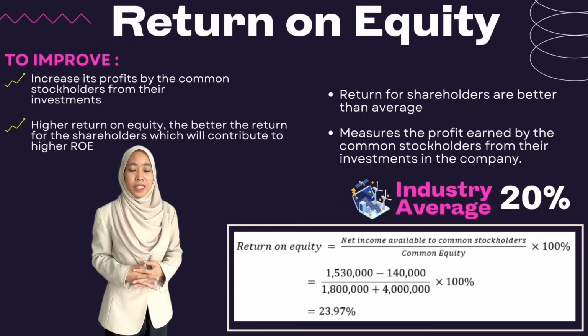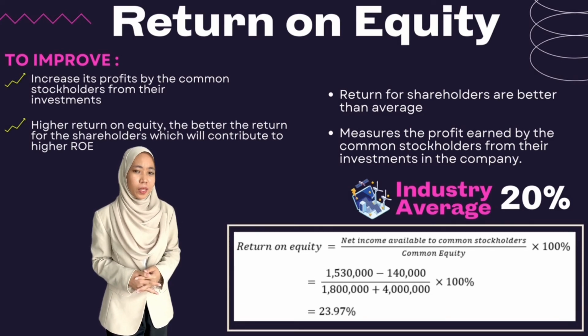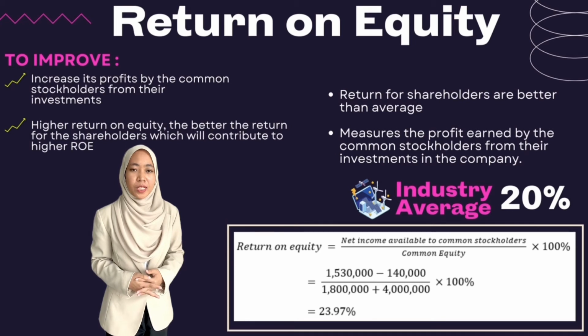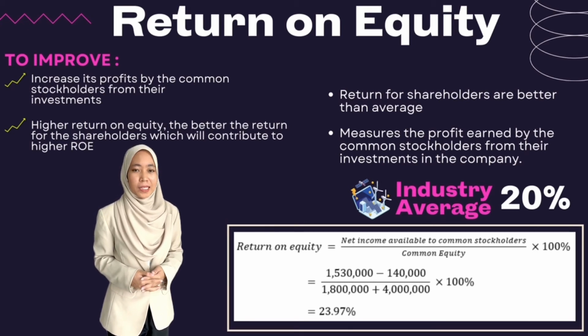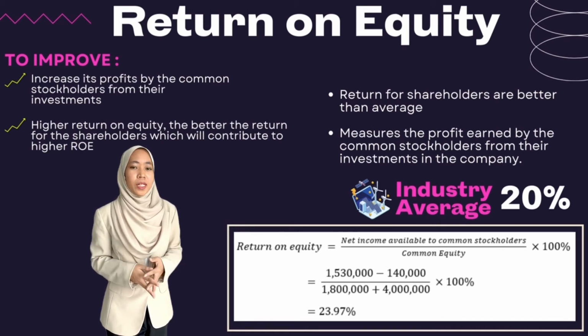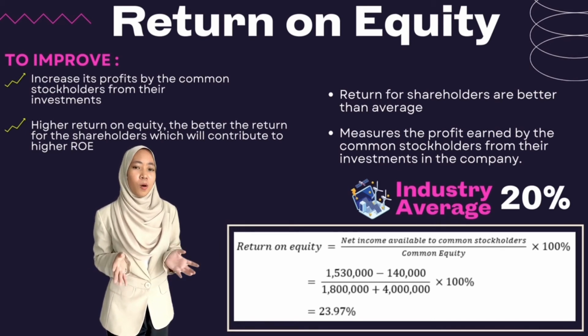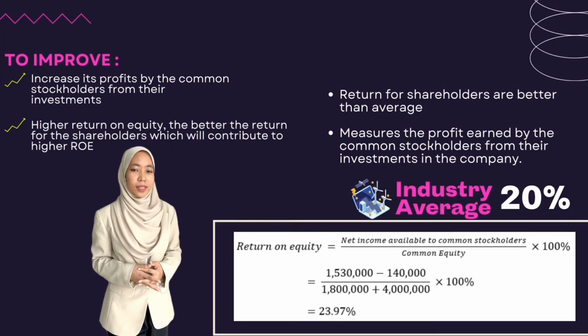Hikmat Bakti Berhad's return on equity of 23.97%, higher than the industry average of 20%. This indicates that the company's return for shareholders is better than the average, as return on equity measures the profit earned by the common stockholders from their investment in the company. To improve, a company should increase its profit earned by the common stockholders from their investment in the company, as the higher the return on equity, the better the return for the shareholders.